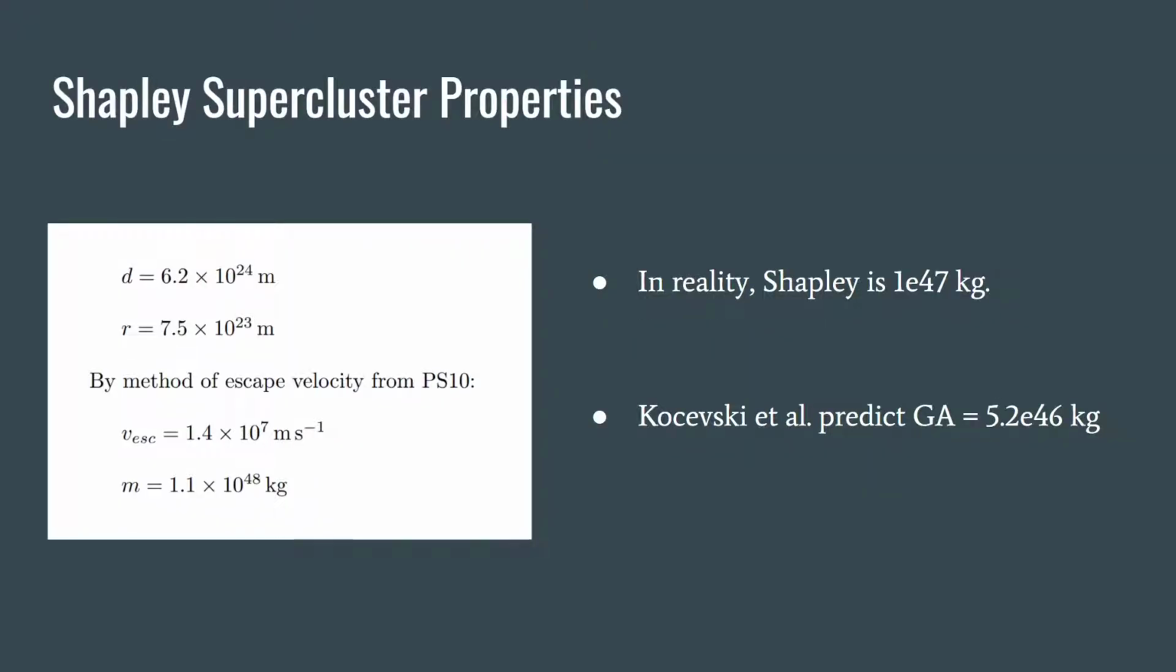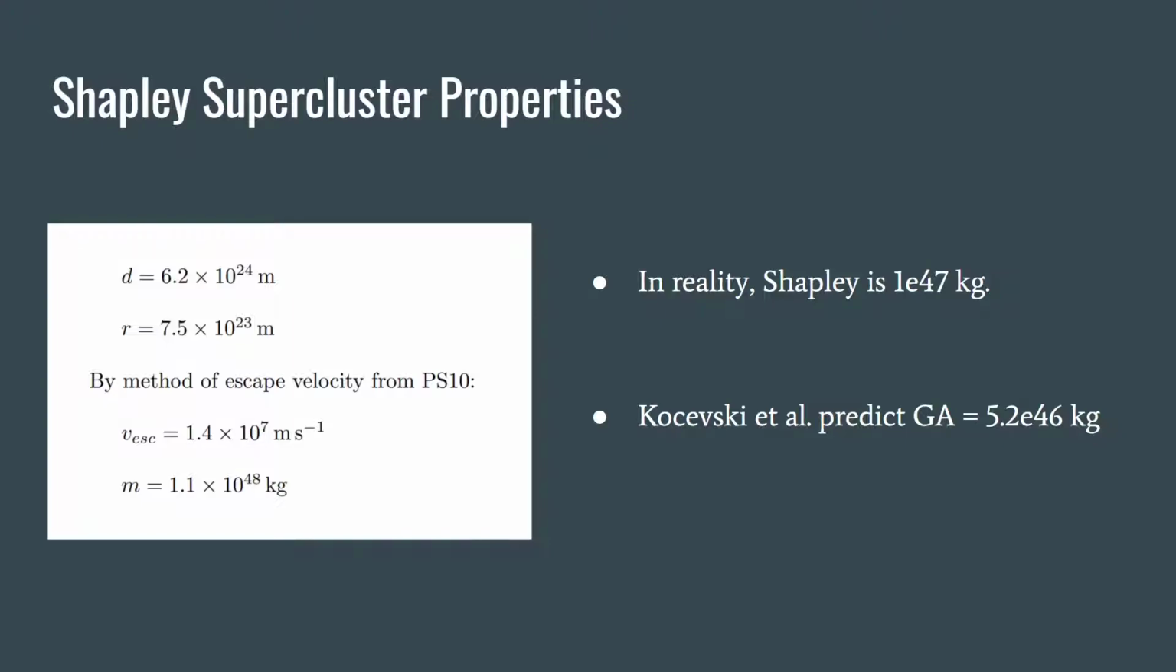With a distance of 6.2 times 10 to the 24 meters and a radius of 7.5 times 10 to the 23 meters, we can combine Hubble's law with the escape velocity method used in problem set 10 to estimate the mass. By H times d is velocity, we should expect that Shapley is at least 10 to the 48 kilograms. However, this implies uniform density, which is not applicable here.